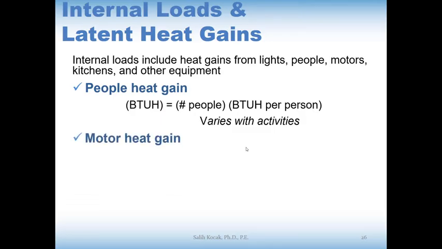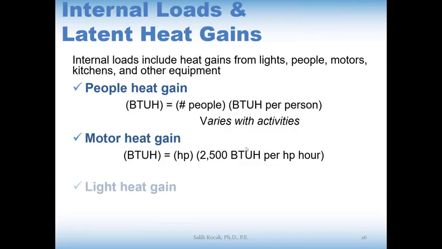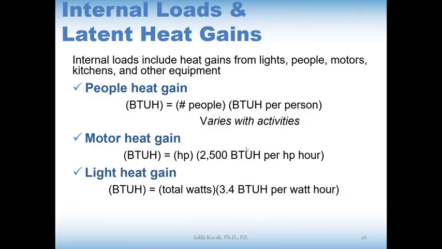And there's a motor heat gain if there's any motor inside the conditioned space. The BTUH calculation will be horsepower times 2,500 BTUH per horsepower. So if it is 10 horsepower equipment, it's going to be 25,000 BTUH. And for the light heat gain, which we covered, it is total watts times 3.4 BTUH per watt, for the bulbs.